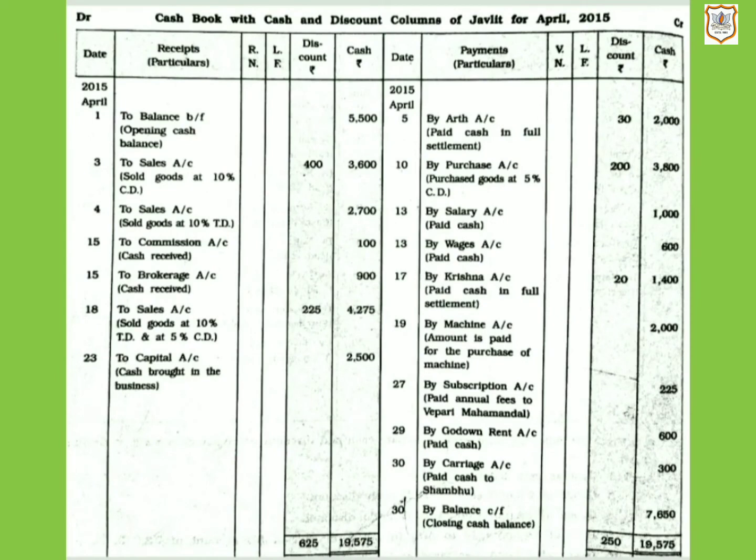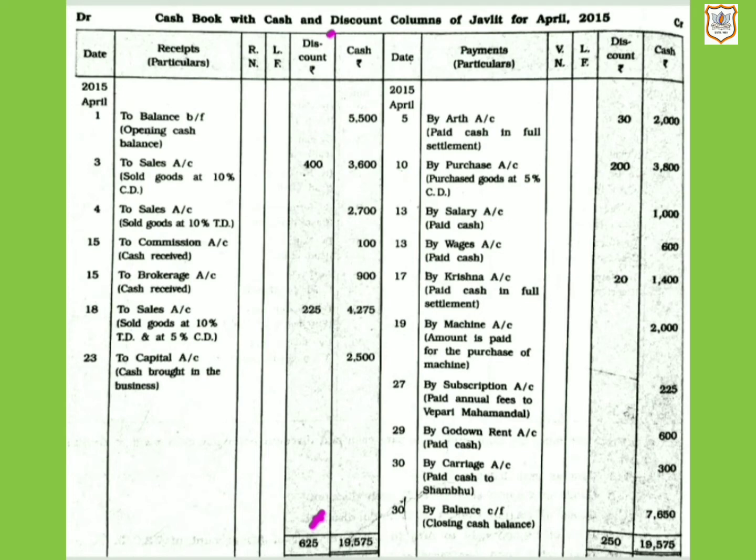If we talk about discount columns, they are not balanced but are totaled. Amount in the discount column on the receipt side, that means on debit side, is the amount of cash discount allowed on the payments received, which is 625. It is an expense for the business.